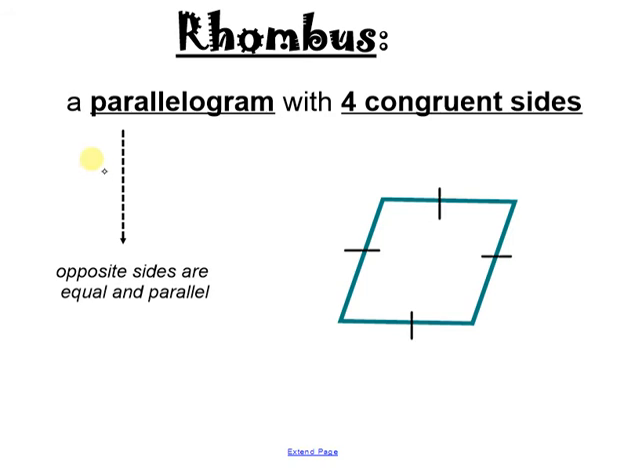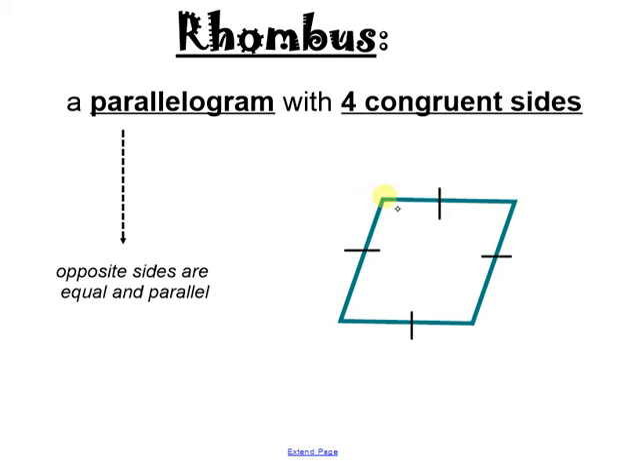Next, we have a rhombus. So a rhombus, again, is a parallelogram. Opposite sides are equal and parallel. So this side matches this side, and this side matches this side. So you're starting to see that parallelogram is a very general term, and a lot of different shapes fall into the parallelogram category. So a rhombus is a parallelogram.